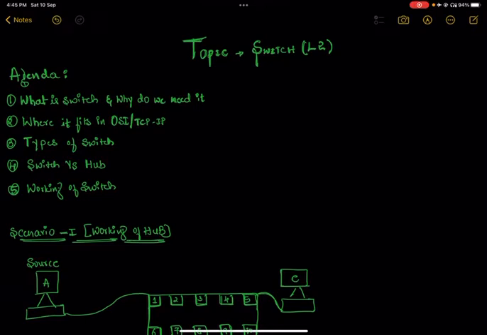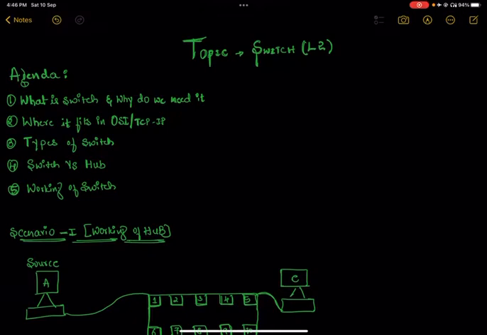It is very much important to understand what exactly is switch and why it was invented, or we also have other devices. So why do we need a switch, right? That would be the first part of it, and later on we'll understand where does it fit in our OSI and TCP/IP model. And moving on, we'll also try to understand various types of switches.